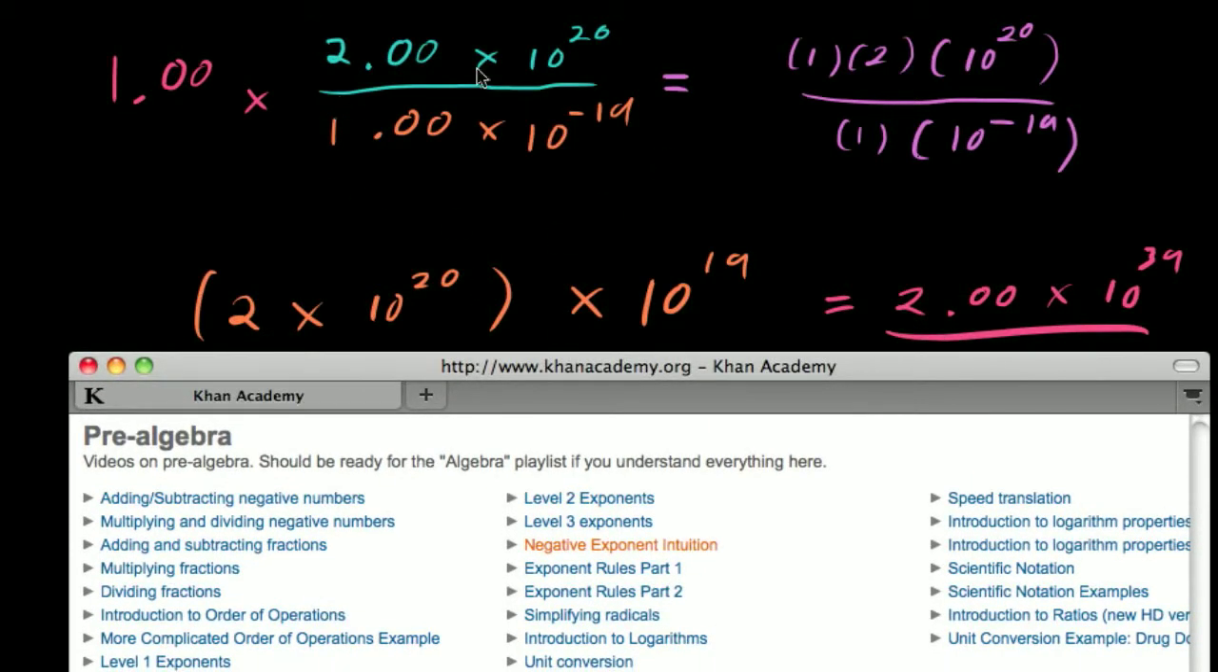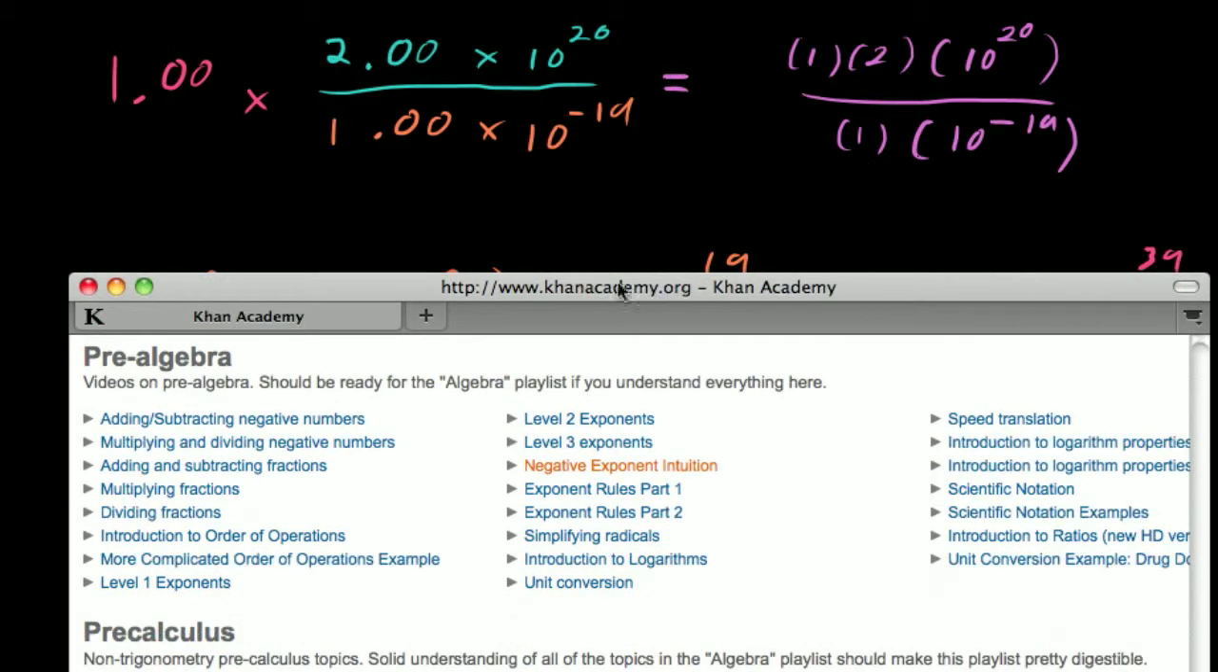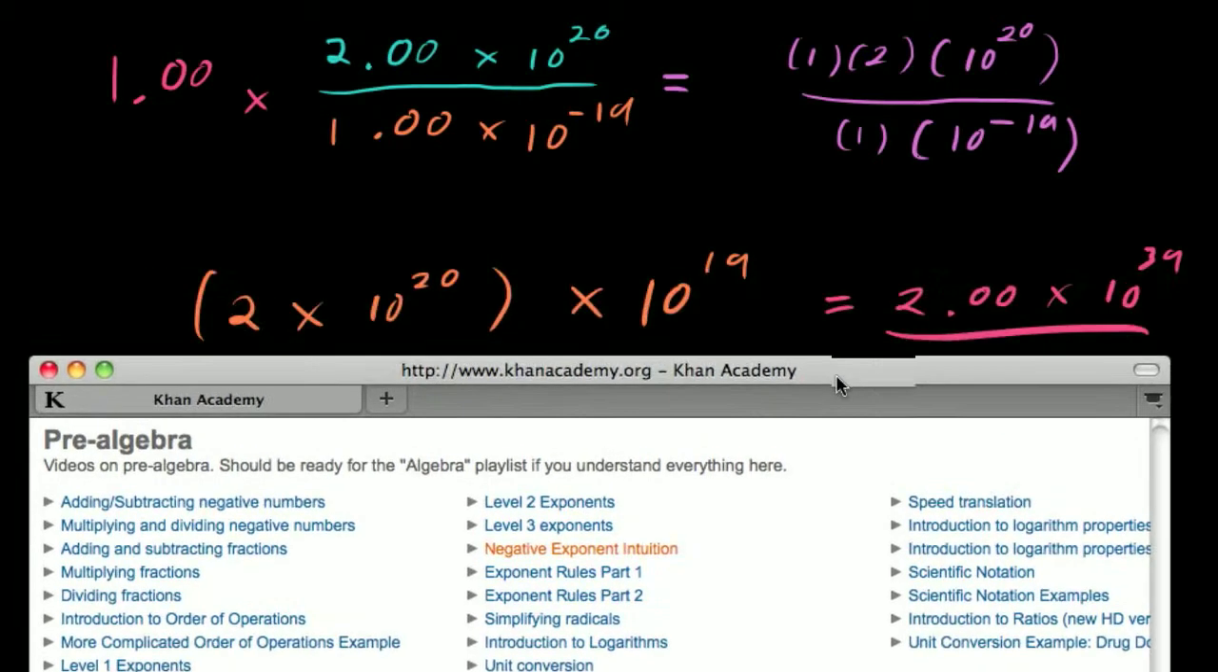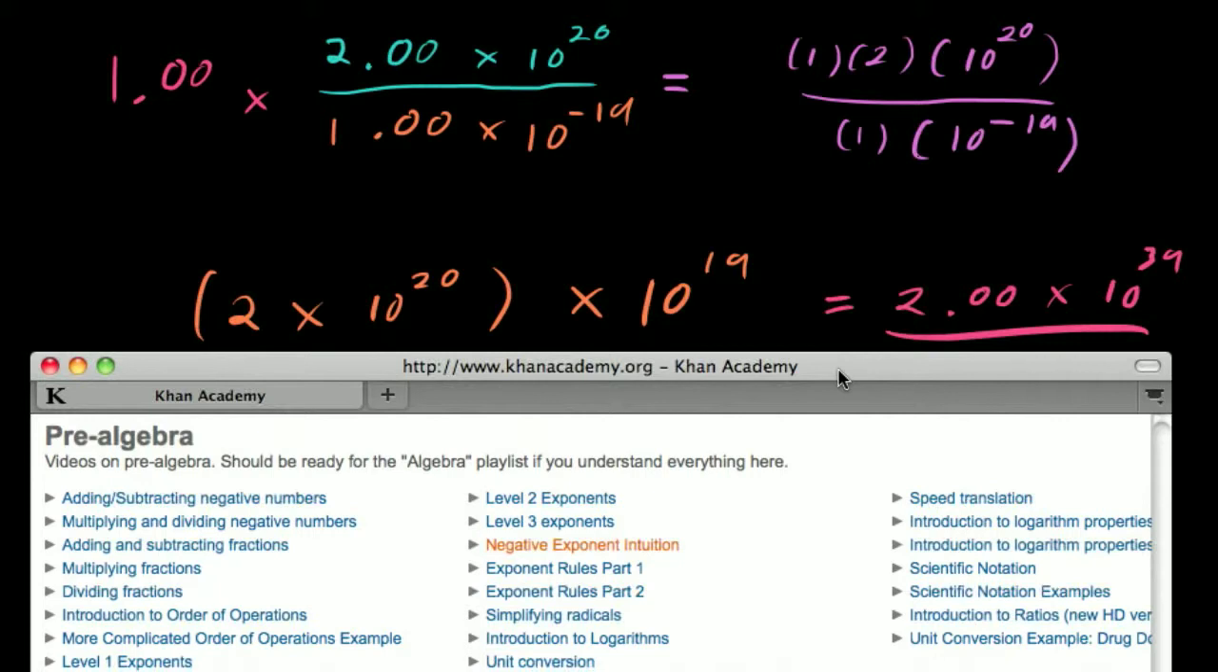If you wouldn't have been able to figure this out without a calculator, it's in your best interest to go to this site, khanacademy.org, and watch at least these six videos under the pre-algebra heading. All these videos on exponents would be great for you to watch at some point before you start your chemistry course.